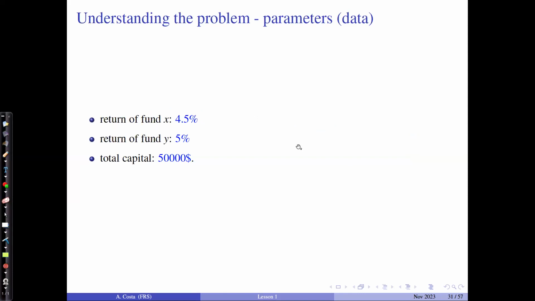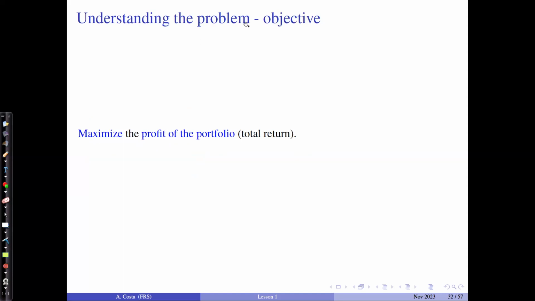So let's start from the data. Remember, there are four components: parameters, that is data, objective, constraints, and variables. We need to know all of them. So what are the data here? We know the return of fund X, we know the return of fund Y, and we know the capital. These are the numbers of the problem, right? This is the data we are working with. Then, what is the objective? We want to maximize the profit of the portfolio, that is the total return. We know that.